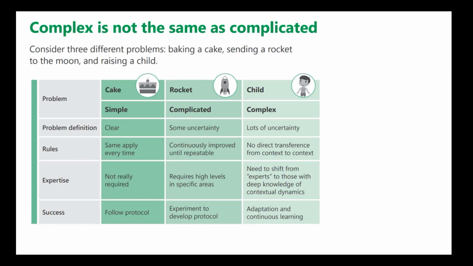But with a rocket, it's a bit more complicated problem. Maybe we want to fly a rocket into space. Quite complicated. There is some uncertainty around that. We don't know what all the issues will be in building that. But what we can do is get some experts together and just keep trying to build one and continuously improve the process until we have, a bit like the cake, a very complicated recipe to build a rocket. And then you can just follow that afterwards and you'll keep getting a rocket, right? You just experiment till you get your protocol.